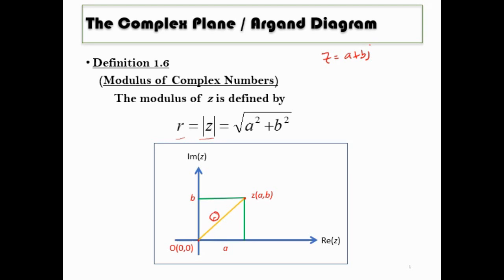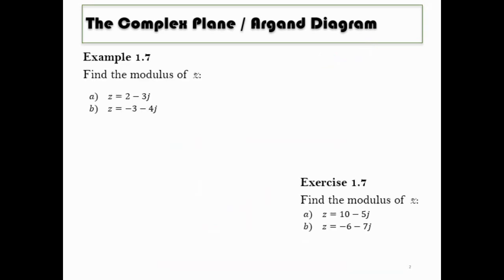Okay, let us take a look at the example. Find the modulus of Z. For example A, Z is equals to 2 minus 3j. Again we write the formula for modulus of Z, or r, is equals to square root of a squared plus b squared. The real part and the imaginary part we square, we add them together and we square root the answer. So for A, modulus of Z is equals to square root of 2 squared plus negative 3 squared. The answer is 4 plus 9, which is equals to square root 13. Just give the answer in terms of square root, it doesn't matter.